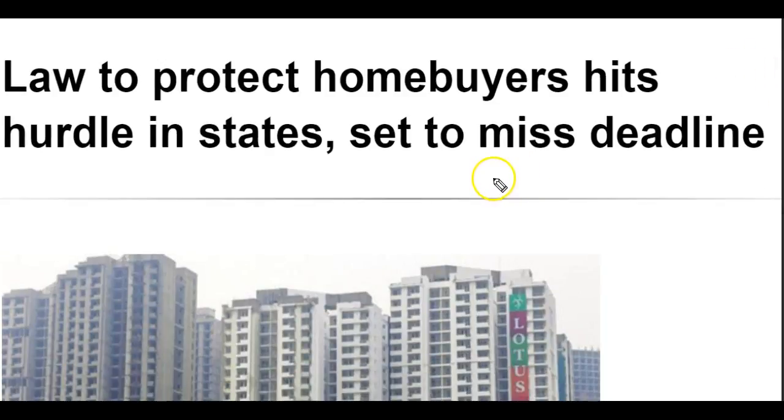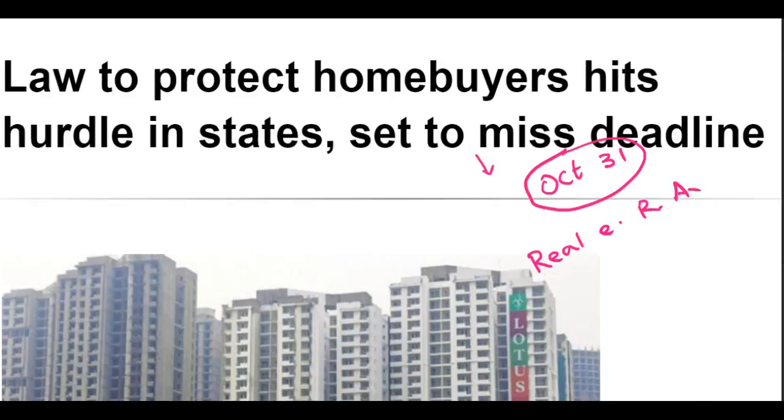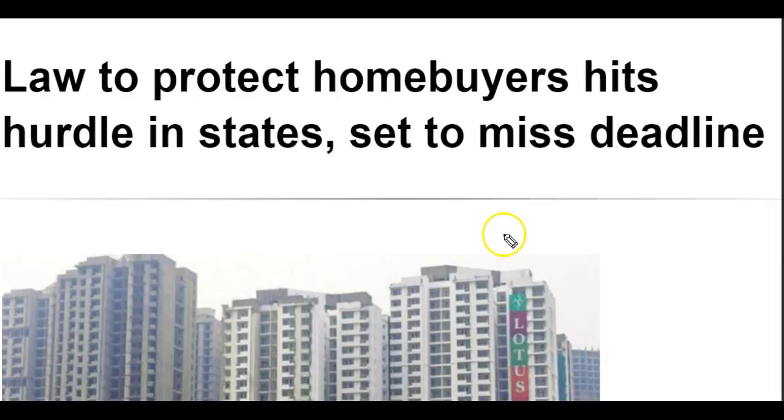After passing of the bill, the act makes it mandatory that by October 31st, all states and union territories should set up a real estate regulatory authority. Only a few states have started the process. So many states have been asking for extending the deadline for implementing this act. In this background, let's discuss some of the important points in the Real Estate Regulation and Development Act 2016.